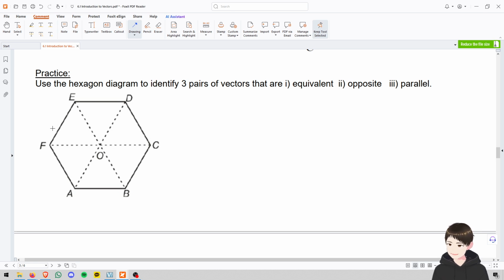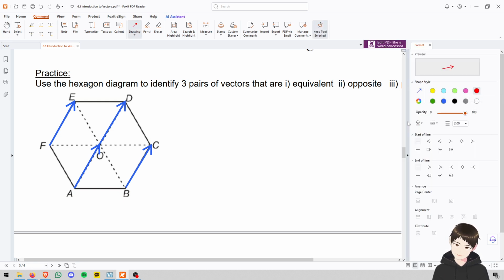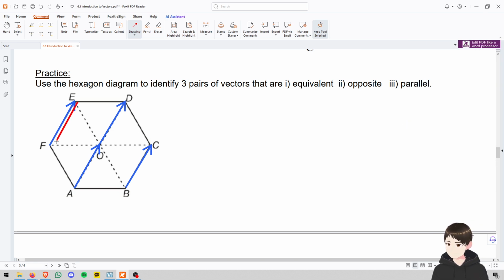Okay, assuming you tried it, here are 3 equivalents. You can say FE is identical to OD, which is identical to AO, which is identical to BC. You could have also said, let me use a different color this time, because everyone's answer could be a little different, right? You could have said EF is the same as DO. That also is the same as OA, which is the same as CB.